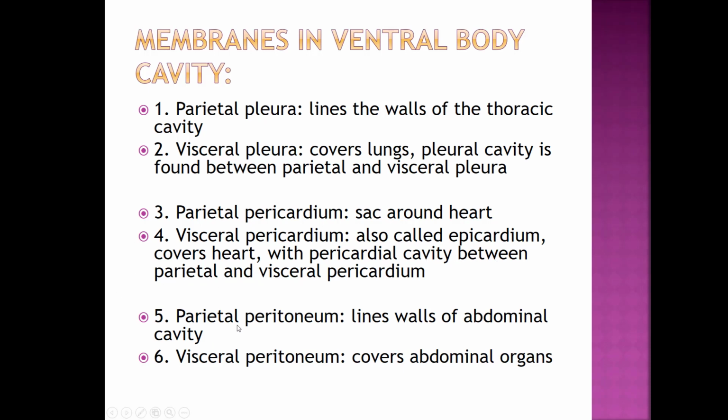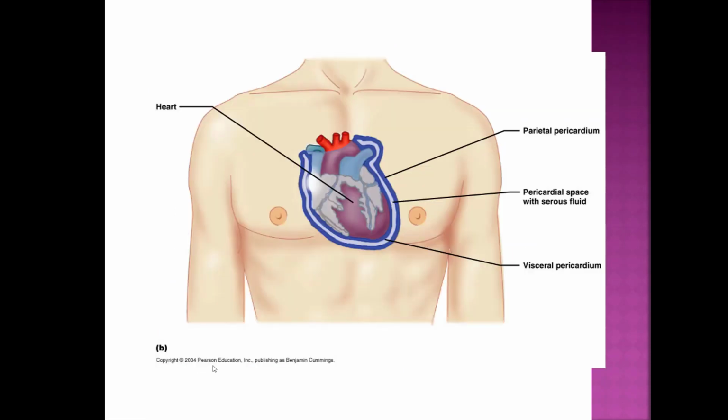And then the last one, parietal peritoneum, lines the walls of the abdominal cavity, and visceral peritoneum covers all the abdominal organs. So remember, parietal always means on the outside, the body wall, and visceral always refers to the organs, your viscera. So if we look at this one last time, here we can see the parietal pericardium is this line outside. Here is the pericardial cavity, this little tiny space between the two, and then the serous, or the visceral pericardium, that actually touches the heart itself.